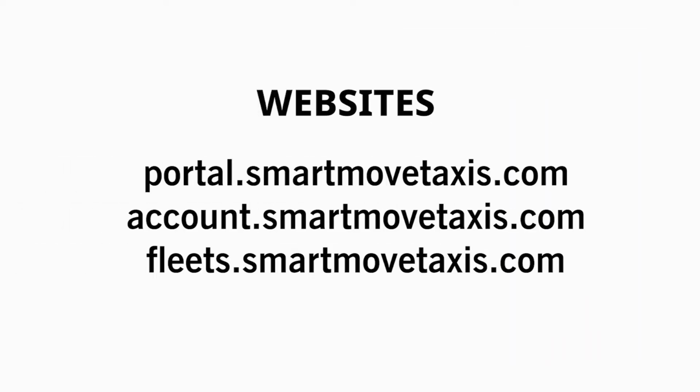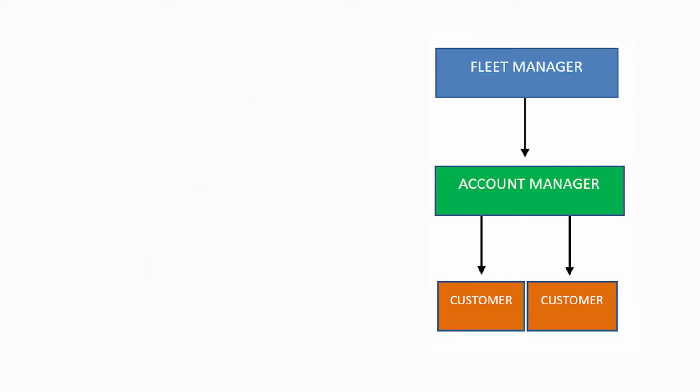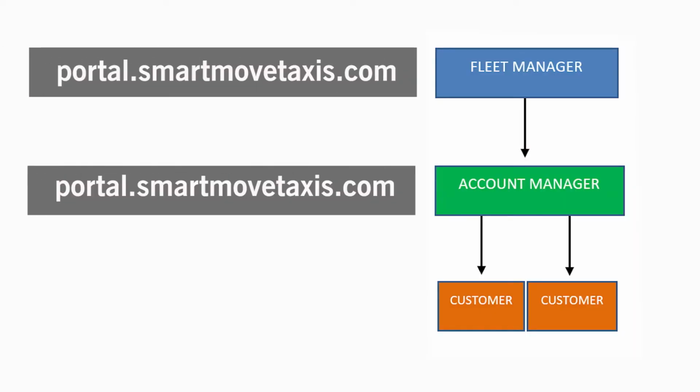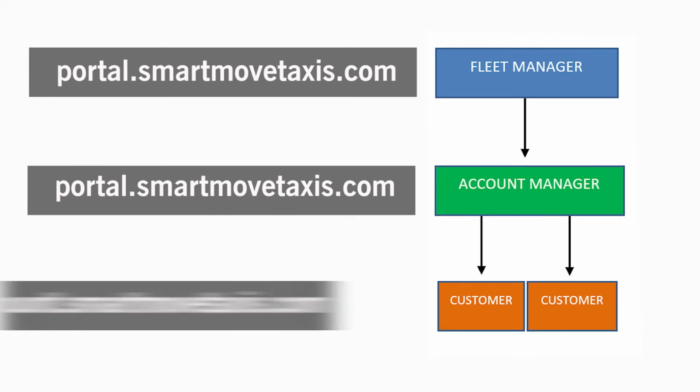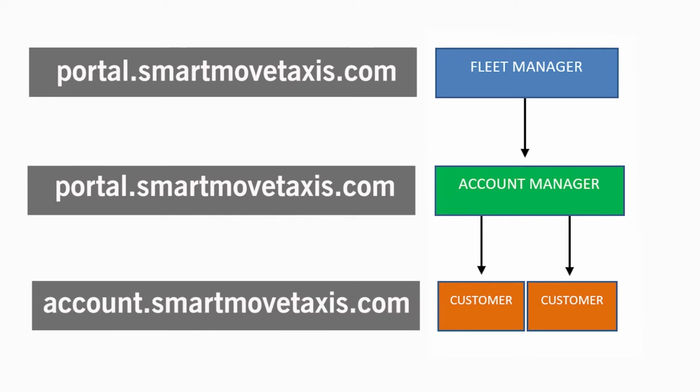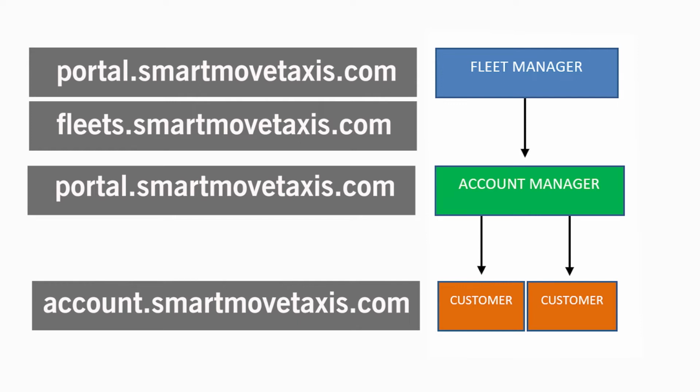There are 3 websites used to set up the portal. Portal.smartmovetaxis.com is used by the fleet and account managers to set up users and to make bookings for customers. Account.smartmovetaxis.com is used by the customers to make bookings for themselves. Fleets.smartmovetaxis.com is used to add or edit any account details and to set up a booking form.